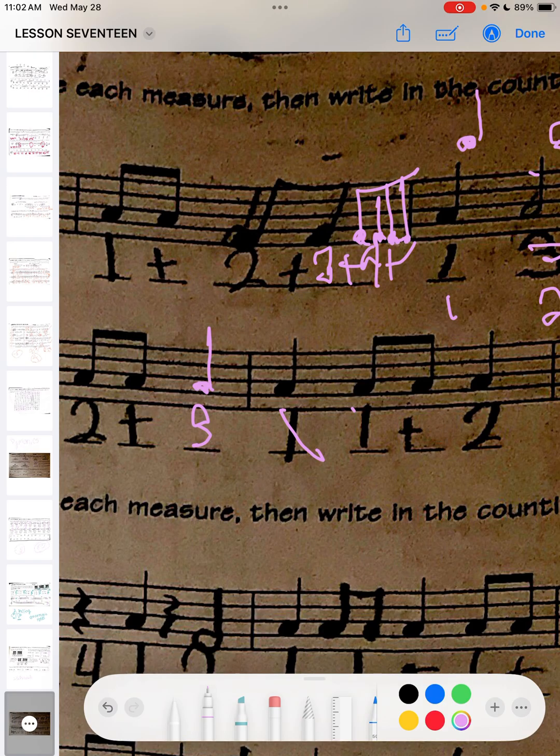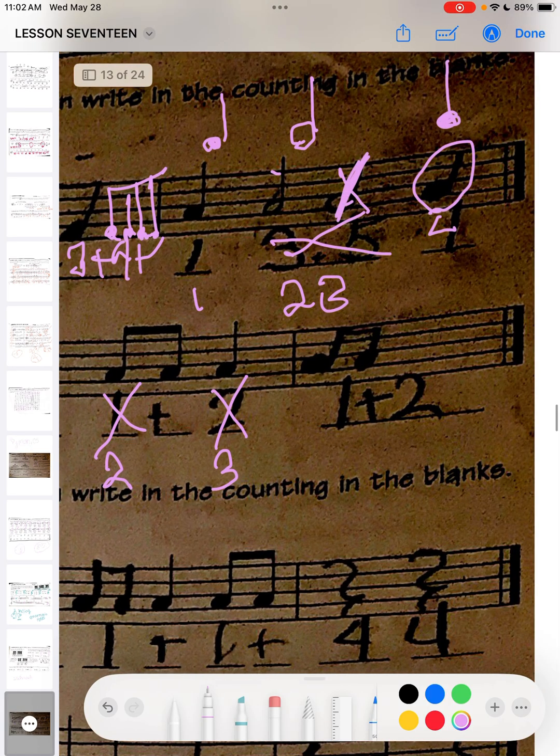Actually, that 1 was right. But this 1 was right because 1's the downbeat. This is wrong. 2. And that one's wrong. 3. Partial, but no. It needs a note. Or 2. So I'll draw this.